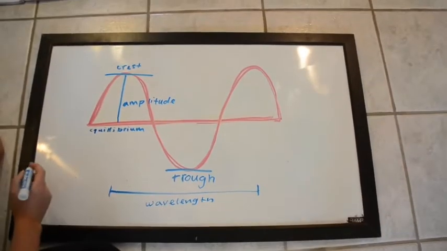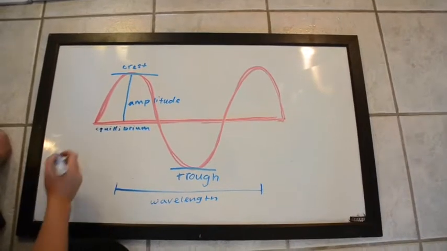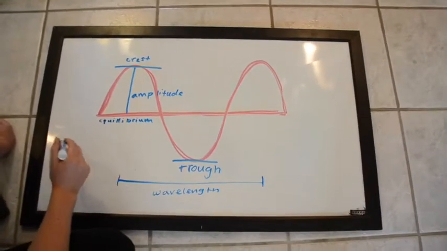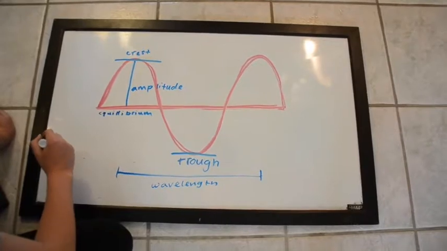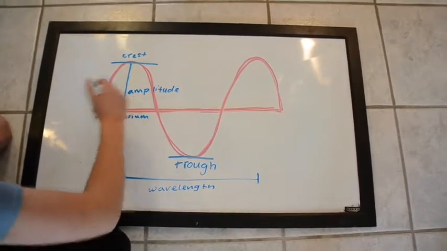A transverse wave is particles that vibrate at right angles to the direction of the motion. This would be a light wave, and this is an example of a transverse wave.